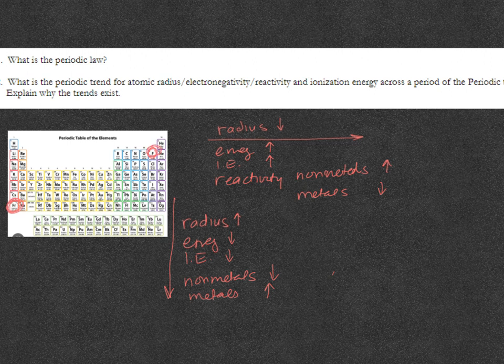For electronegativity, fluorine is the most electronegative with a value of 4, and your noble gases do not have an electronegativity value because generally they do not react. Xenon does have a little bit of electronegativity value because it will form a couple compounds, but generally no electronegativity values for your noble gases.